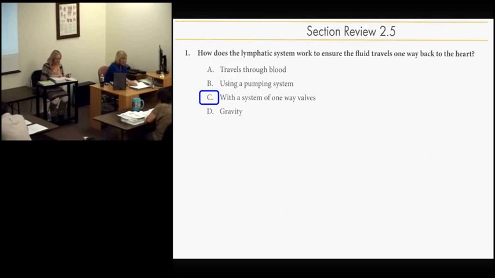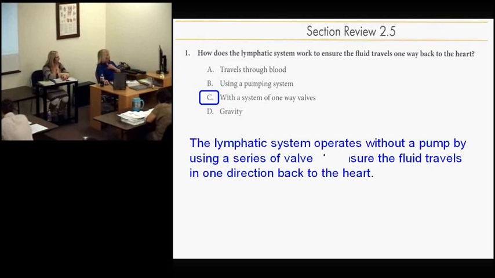A lot of these questions, even on the national exam, if you just look at them, you can kind of tough it out and find the right answer just by thinking about it. Gravity would be totally stupid. I mean, we'd all have huge feet and nothing up here. All right. The lymphatic system operates without a pump by using a series of valves to ensure the fluid travels in one direction back to the heart.